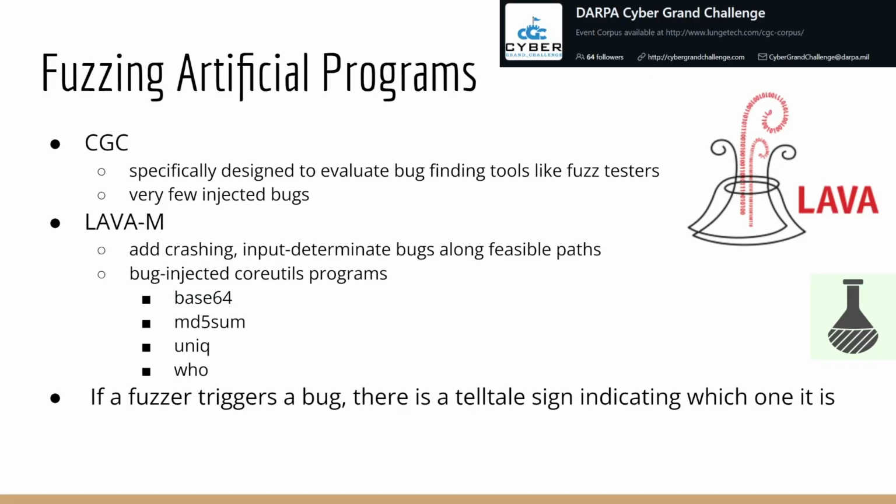Well, that's fuzzing artificial programs. Like I mentioned before, some examples were CGC and LAVA-M. Feel free to read more about them in the paper. But the reasoning about artificials that makes them key is that when a fuzzer triggers a bug, these artificial programs tell you that you triggered this particular bug. So it's easier to find that ground truth, that distinctive bug.